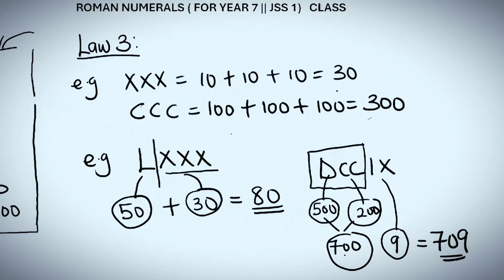So let's assume we have stuff like, let me just take an example here. Let's assume we have CXX. What that means is 100 plus XX means 20. That gives us 120.